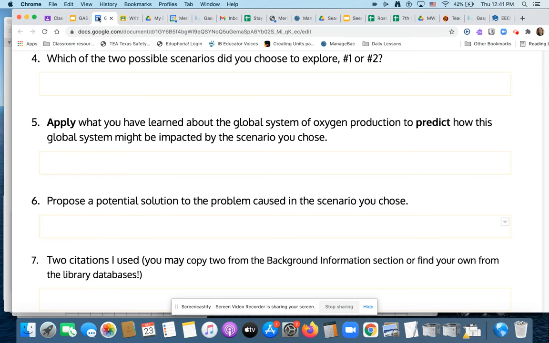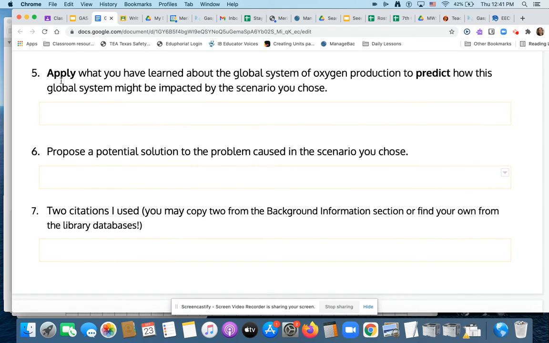You do not need to write a paragraph on this. Just come up with something simple. I just want to know if you can kind of apply what you have learned about systems, about how this global system of oxygen production depends on the resources moving and being transformed throughout that system.